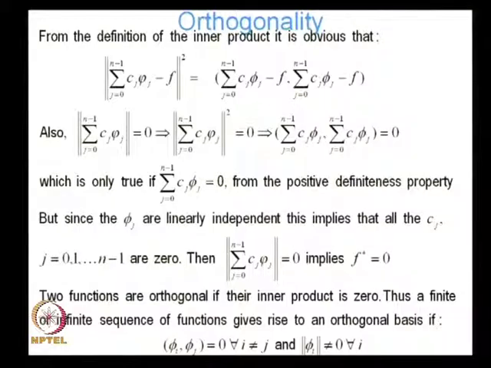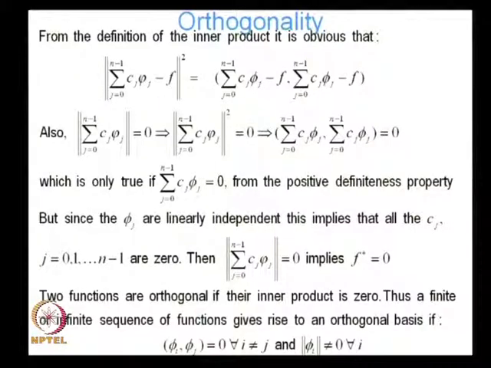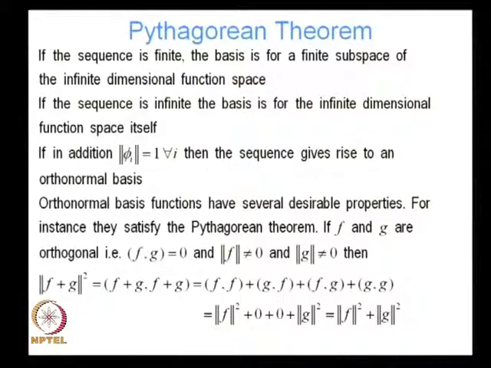So two functions are orthogonal if their inner product is 0. Thus a finite or infinite sequence of functions give rise to an orthogonal basis if (phi_i, phi_j) is equal to 0 for all i not equal to j, and the norm of phi_i is not equal to 0 for all i. We have something called the Pythagorean theorem.